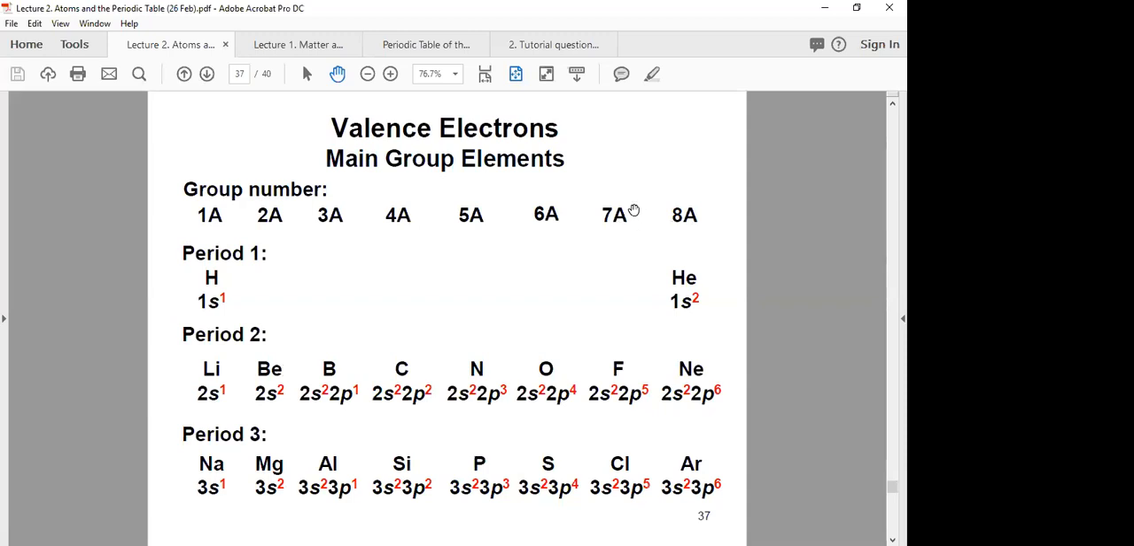Group 7A, remember the halogens, the really reactive ones? These have 7 valence electrons. Only 2 of them are shown here. Group 8A, the elements in this group have 8 valence electrons with 1 exception. Here it is. Helium is the exception to that rule. It has only 2 valence electrons, not 8.